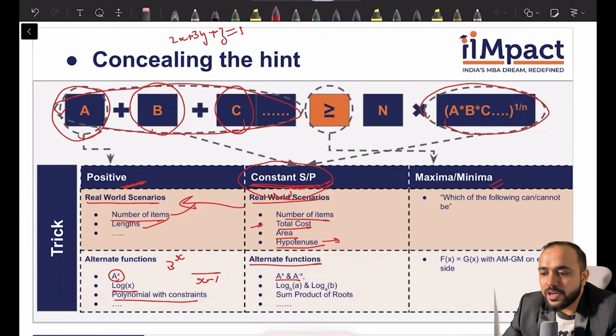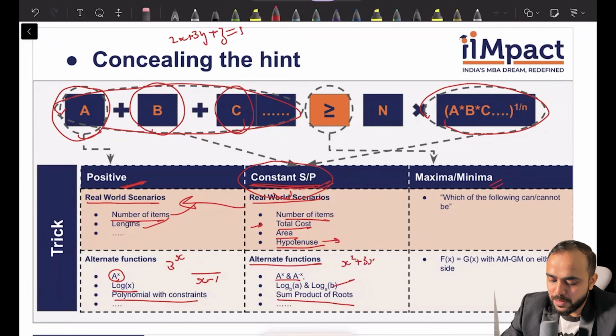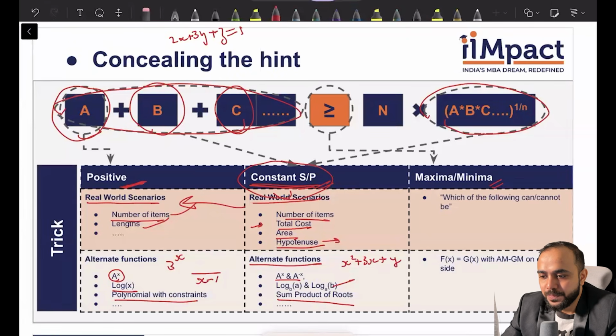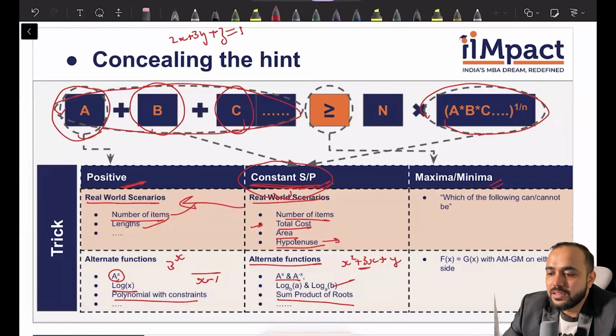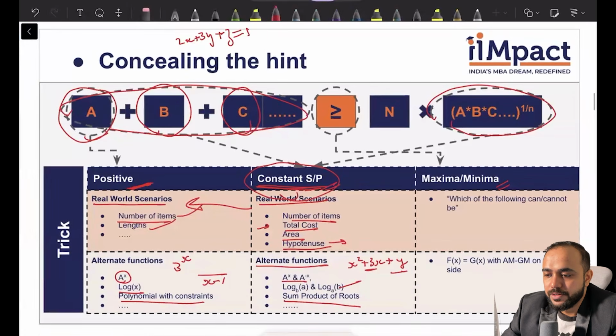It depends on you if you are able to pick up on that. Log a base b and log b base a. Is the product of these two numbers 1? Yes. Will you be able to pick up on that? That depends. If you are able to pick up on that, then AMGM becomes a good option for you. Some product of roots, this again they can play with. They give you a quadratic equation, x square plus 3x plus some variable y. So now it is for you to observe that boss, sum is constant, sum is 3, which means 3 by 2 is greater than or equal to root y, which is the product of the roots, right?